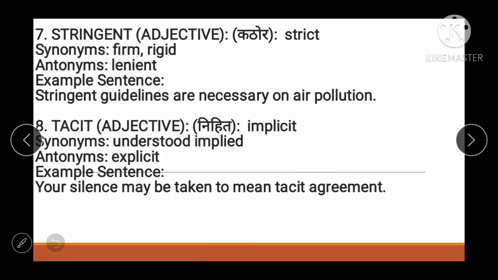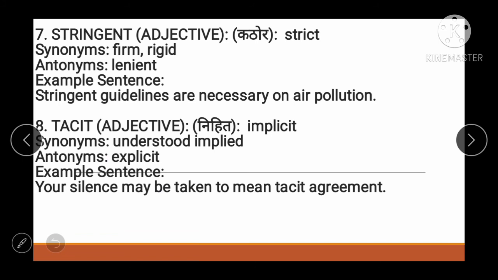All right. Next word is stringent. Okay, it means kathor, strict. All right. Synonym would be firm and rigid. Similar meaning. So what would be antonym? Lenient. You might have heard from your teachers that in this test we did the lenient marking. So lenient means क्या होता है, बहुत कोई चीज़ strict नहीं होनी. All right, is known as lenient. So let's form an example. Stringent guidelines are necessary on air pollution means strict guidelines are necessary for air pollution. All right, only this way we can somewhat decrease the air pollution. We can't say stop, but we can decrease.